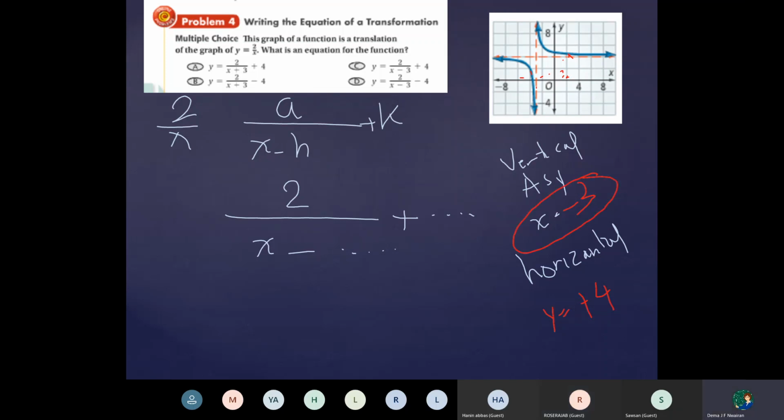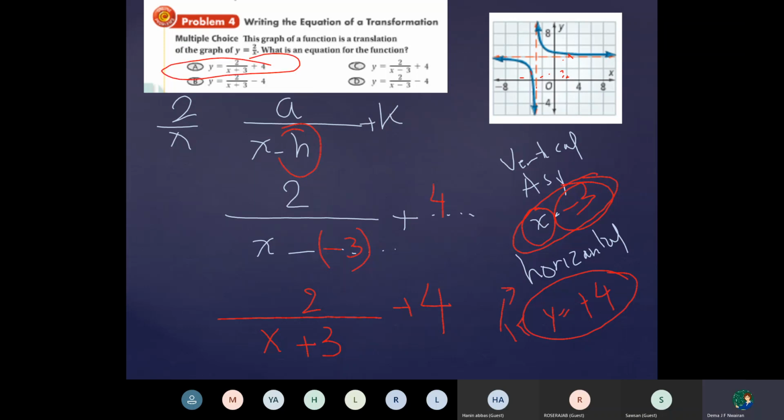Instead of writing x equals negative 4, I will write it here like this, and here I will write 4. I will fill the blanks. In k, I will write the horizontal asymptote, and instead of h, I will write negative 2. So it will be 2 over x plus 3 plus 4, which is a. This is now for a.